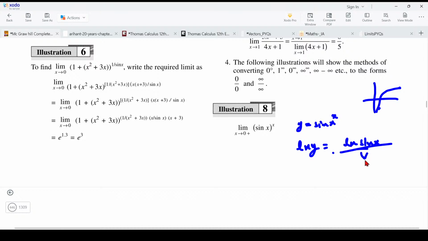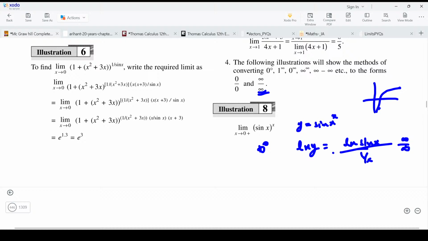1 by x, okay? As x tends to 0, ln sin x tends to infinity, and 1 by x also tends to infinity. Agreed? Now we have converted this 0 power 0 format to infinity by infinity. This is what we have done. We got it in this format. How did we do this?